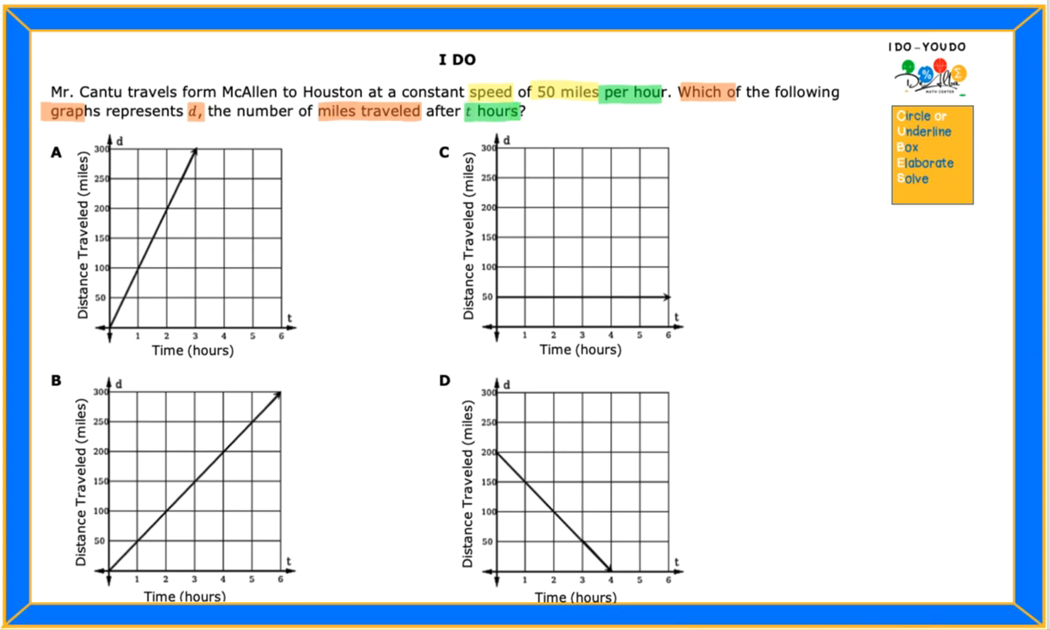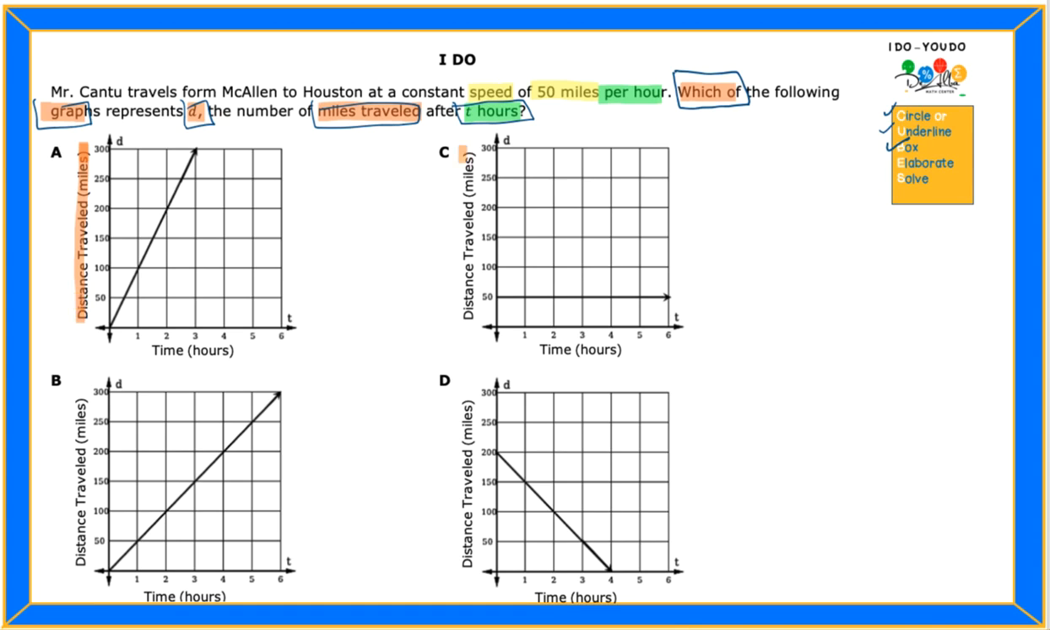Okay, so we did circle or underline, which in our case we highlighted, and I'm gonna box the question. So we need to focus specifically on finding the graph that represents D, the number of miles traveled in T hours. Okay, so everything is making sense. So for miles traveled, I need to identify what it is in my graphs.